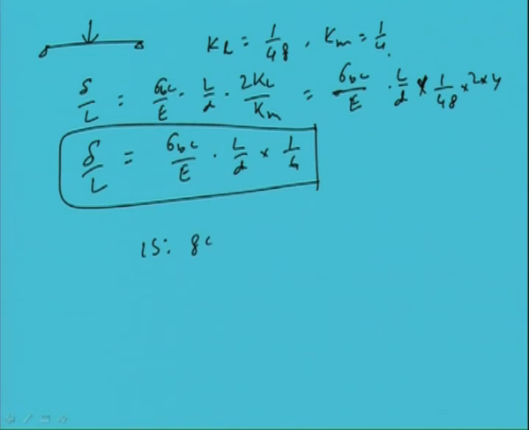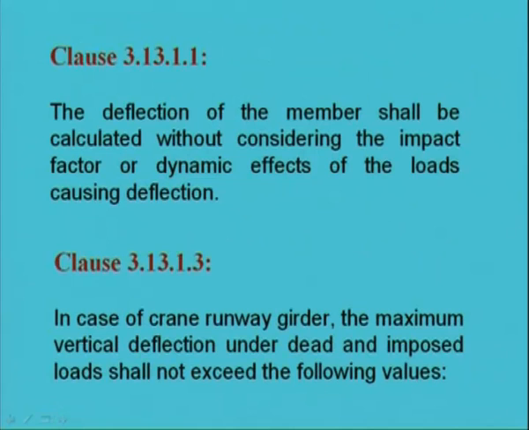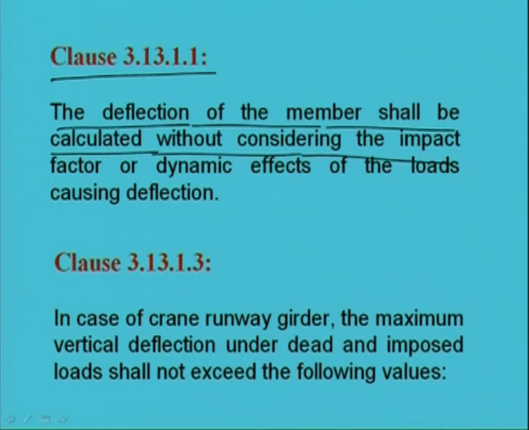In IS code, IS 800 1984, this delta by L is given as 1 by 325. Now, if we know the values of this, then we can find out the limiting value for different types of boundary condition with different types of load. Again, in clause 3.13.1.1 it is stated that the deflection of the member shall be calculated without considering the impact factor or dynamic effects of the loads causing deflection.